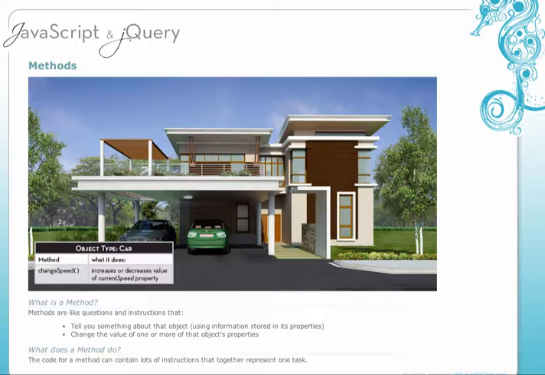So what does a method do? Well, the code for a method can contain lots of instructions that together represent one task. When you use a method, you do not always need to know how it achieves its task. You just need to know how to ask the questions and how to interpret any answers that it gives you. In our example here, the value of the current speed property needs to go up and down as the driver accelerates and brakes. The code to increase or decrease the value of the current speed property could be written in this method, and the method could be called change speed.